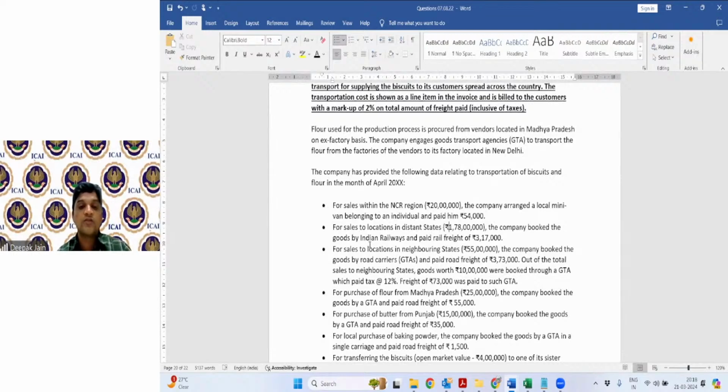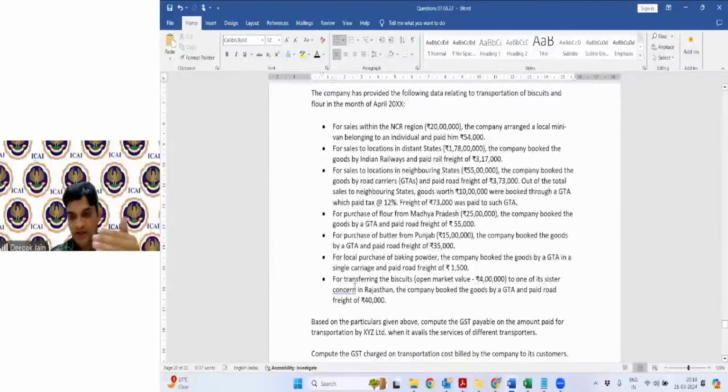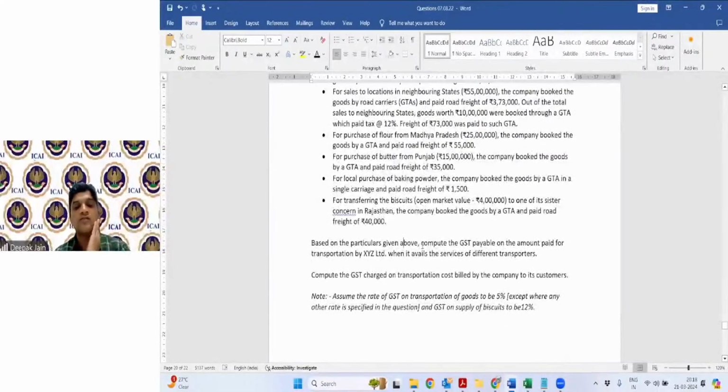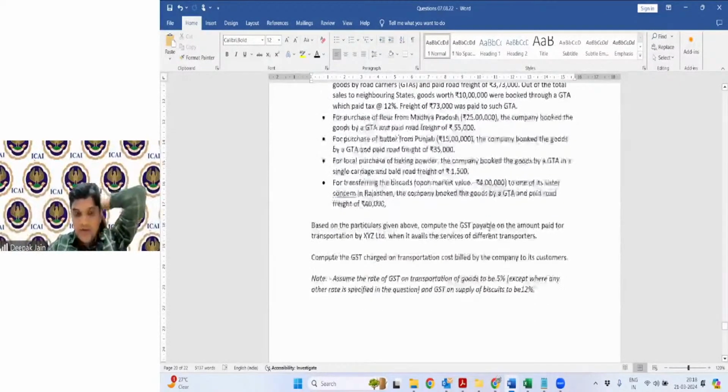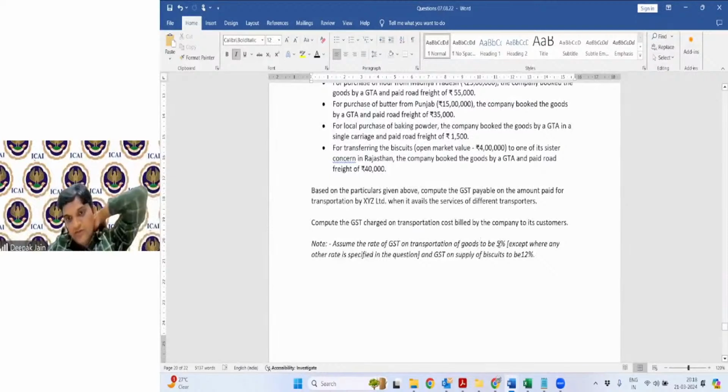For sales to locations in other states, there are various scenarios, we will discuss one scenario along with its answer. Based on the particulars given above, compute the GST payable on the amounts paid for transportation when it avails the services of different transporters. Compute the GST charged on transportation cost billed by the company to its customers. Assume the rate of GST on transportation of goods is 5%, except where any other rate is specified, and GST on supply of biscuits to be 12%.